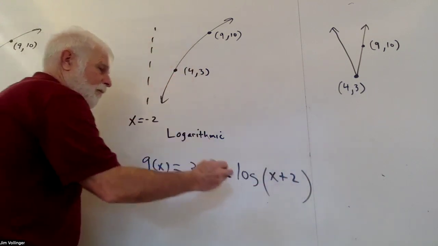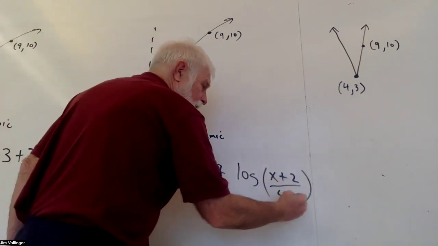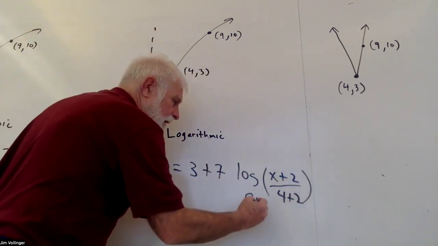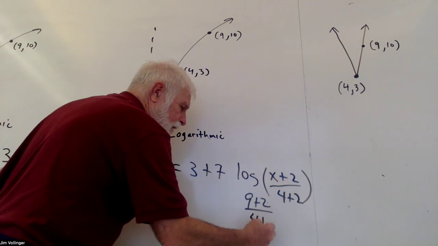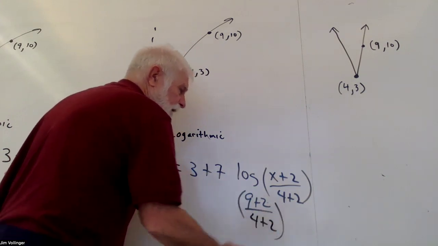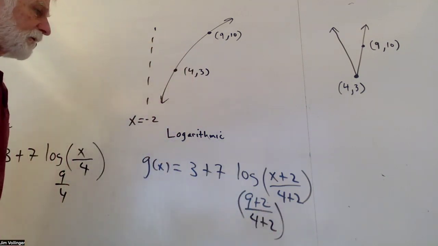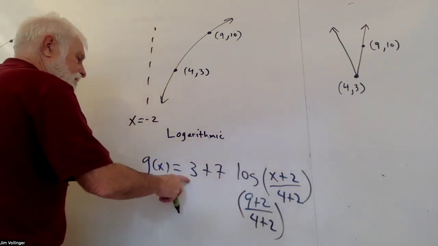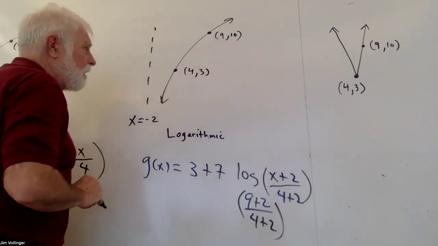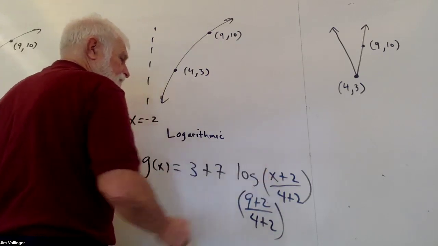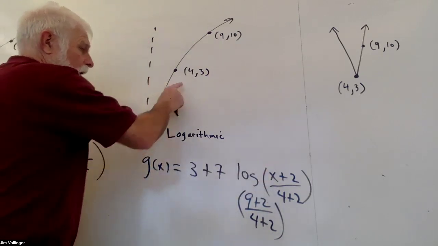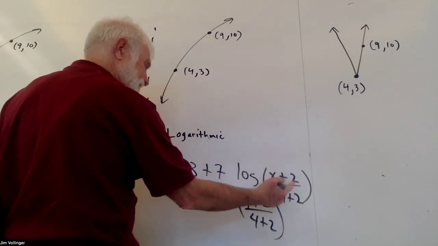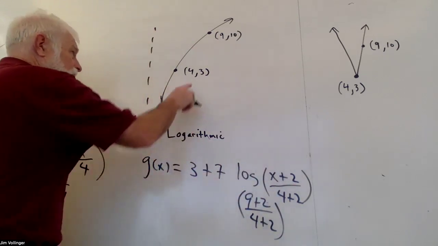So when I drop a 4 in, I get 4 plus 2. When I drop in a 9, I get 9 plus 2 over 4 plus 2. And that's my base. So 9 plus 2 over 4 plus 2, that gets me 1. Times 7 is 7 plus 3 is 10. And when I drop in -2, it's undefined. And when I drop in a 4, 4 plus 2 is 6 divided by 6 is 1. Log 1 is 0. 0 times 7 is 0 plus 3 is 3.